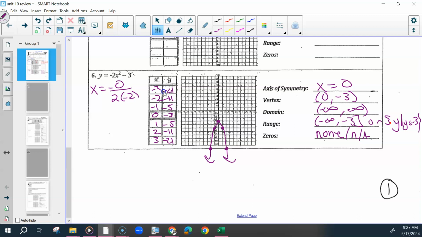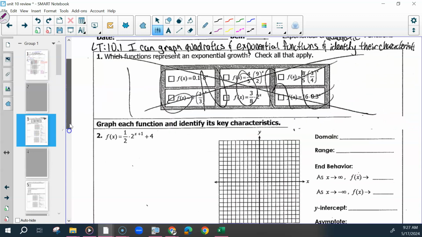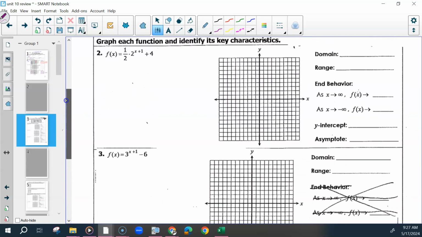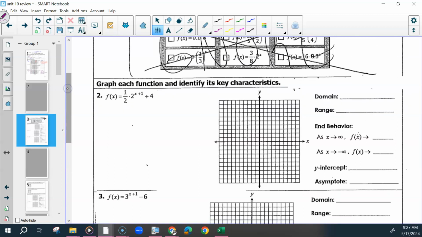On the back, there are your exponential functions. Which of those do we want to see, go over, have questions about? Number 2. Also, cross off the end behavior. We're not doing that. I meant to cross it out.